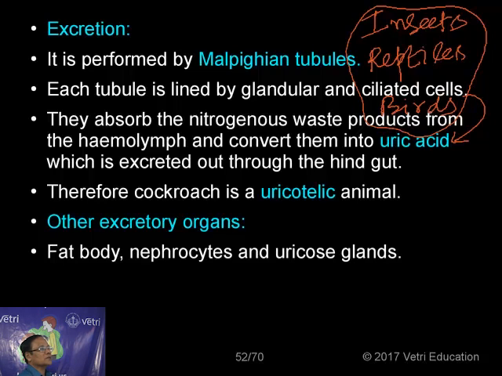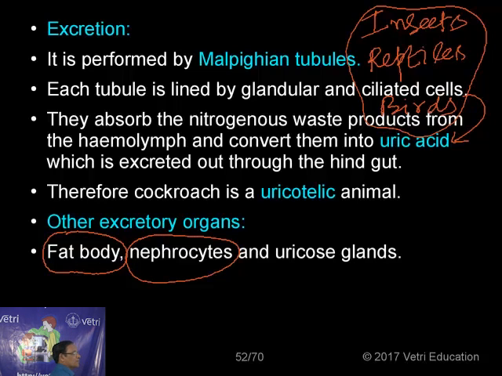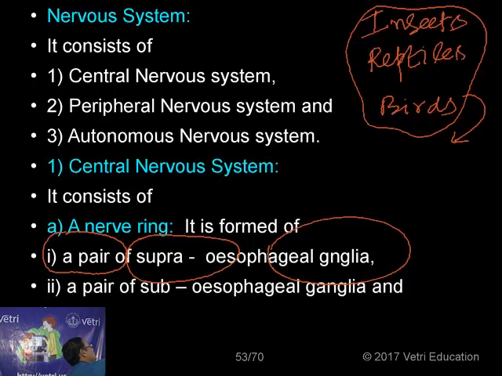Now what are the other structures concerned with excretion in this animal? Some structures, for example the fat body, excrete waste products. The nephrocytes, the cells with secretory and excretory function, are called nephrocytes. Also, some small masses of glands called uricose glands are present. The waste products are excreted by the fat body, the uricose glands, and the nephrocytes, as they collect the waste. These are all concerned with excretion. So that is about the excretory process.